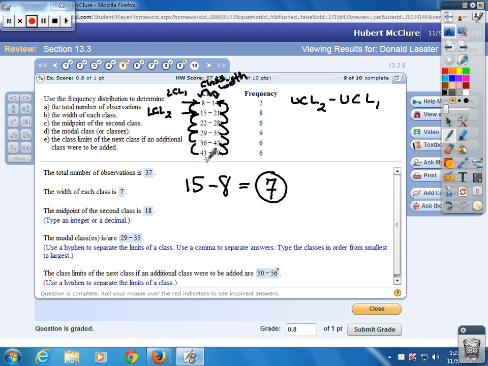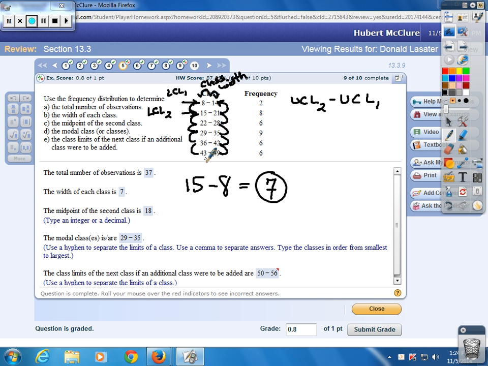Now, if you subtract 43 minus 29, you're not going to get 7 because it's not in sequence. You're skipping one. You're skipping the 36. You've got to do it in sequence. Now, you can go this way if you want to. 8 minus 15 is what? Negative 7. But class width is distance. The distance cannot be negative.